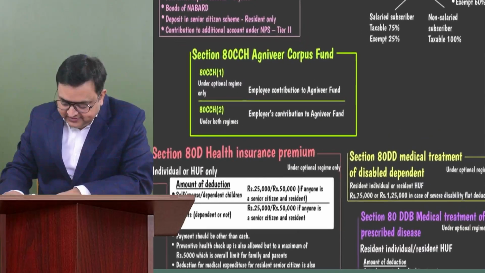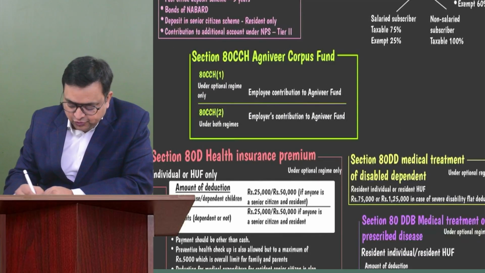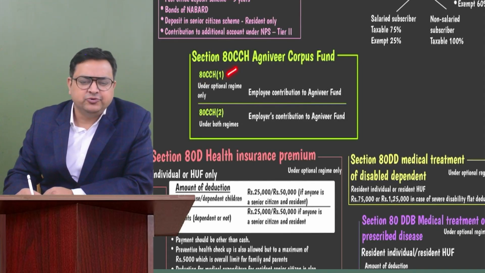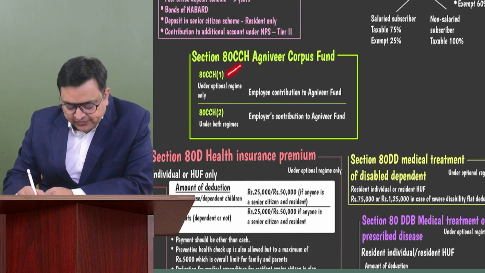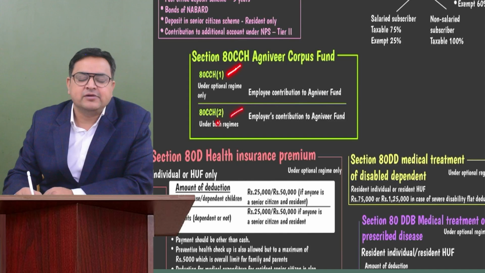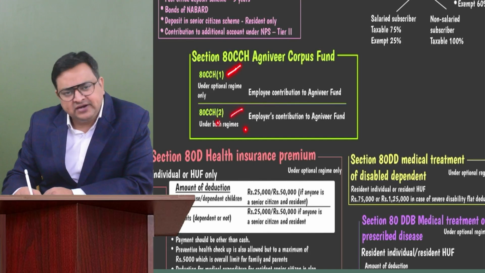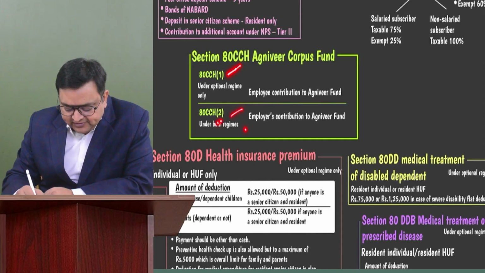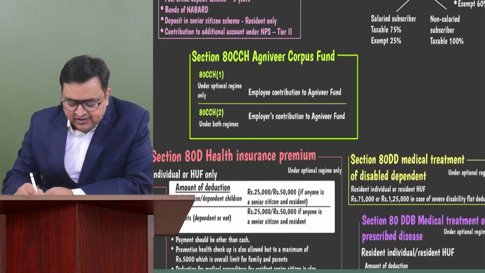Now, CCH, Agniveer Corpus Fund, important. See, it has two parts again, CCH1, CCH2. CCH1 is related to employee contribution. Who is the employee here? Soldier, Agniveer. So it is employee contribution. CCH2 is employer contribution. Who is the employer over here? Because these people are employed in Army, Navy, or Air Force. So the employer would be central government, right? So whatever is the central government contributing, that is employer is contributing, that is CCH2.